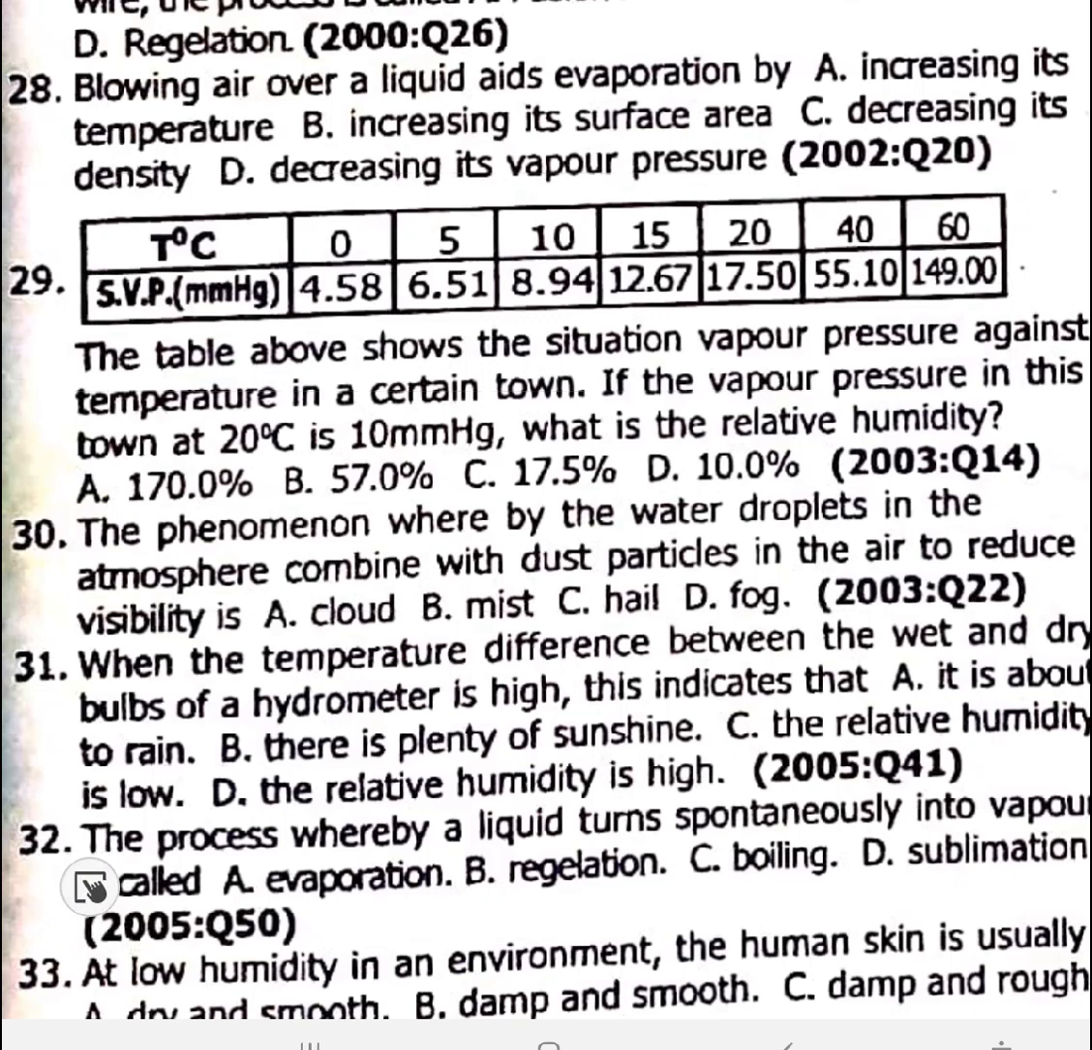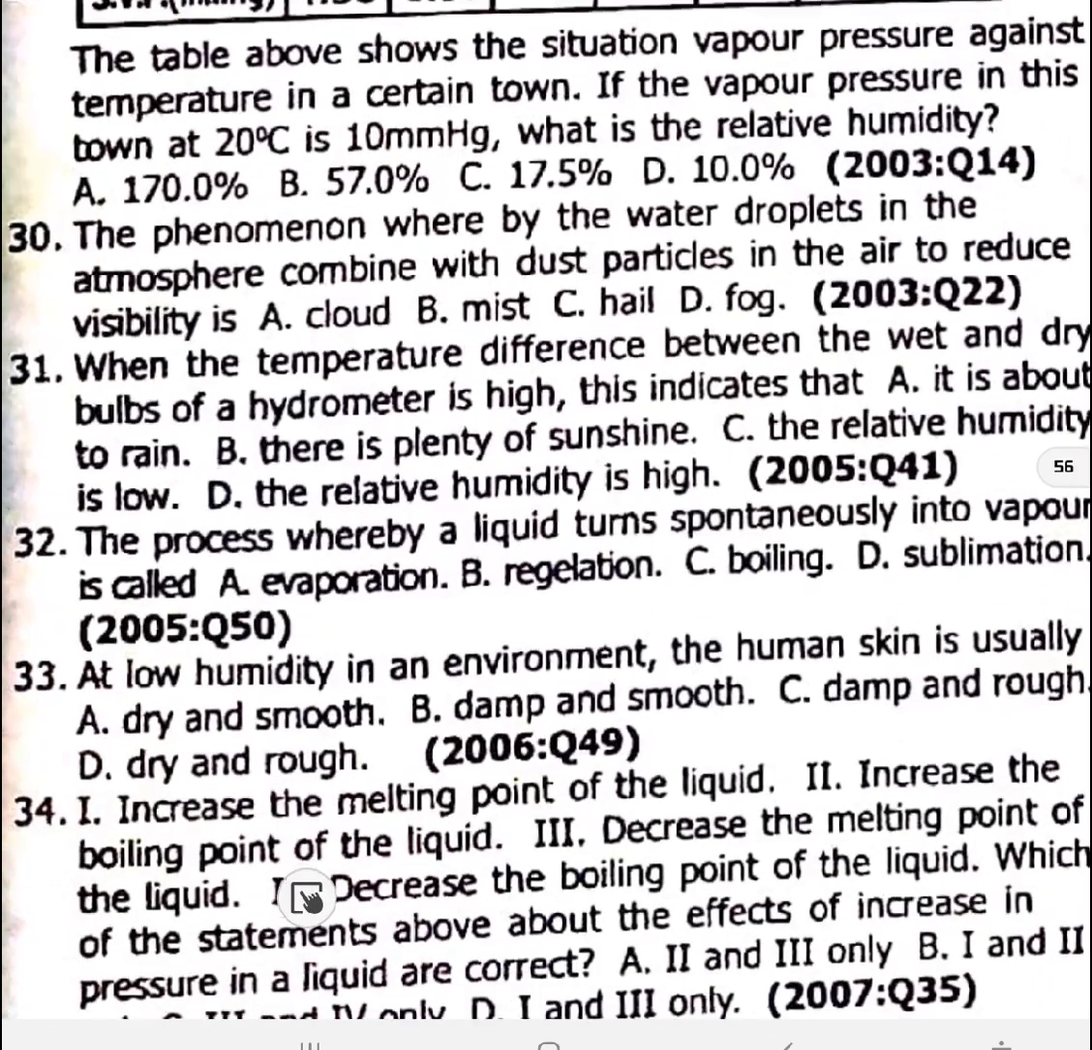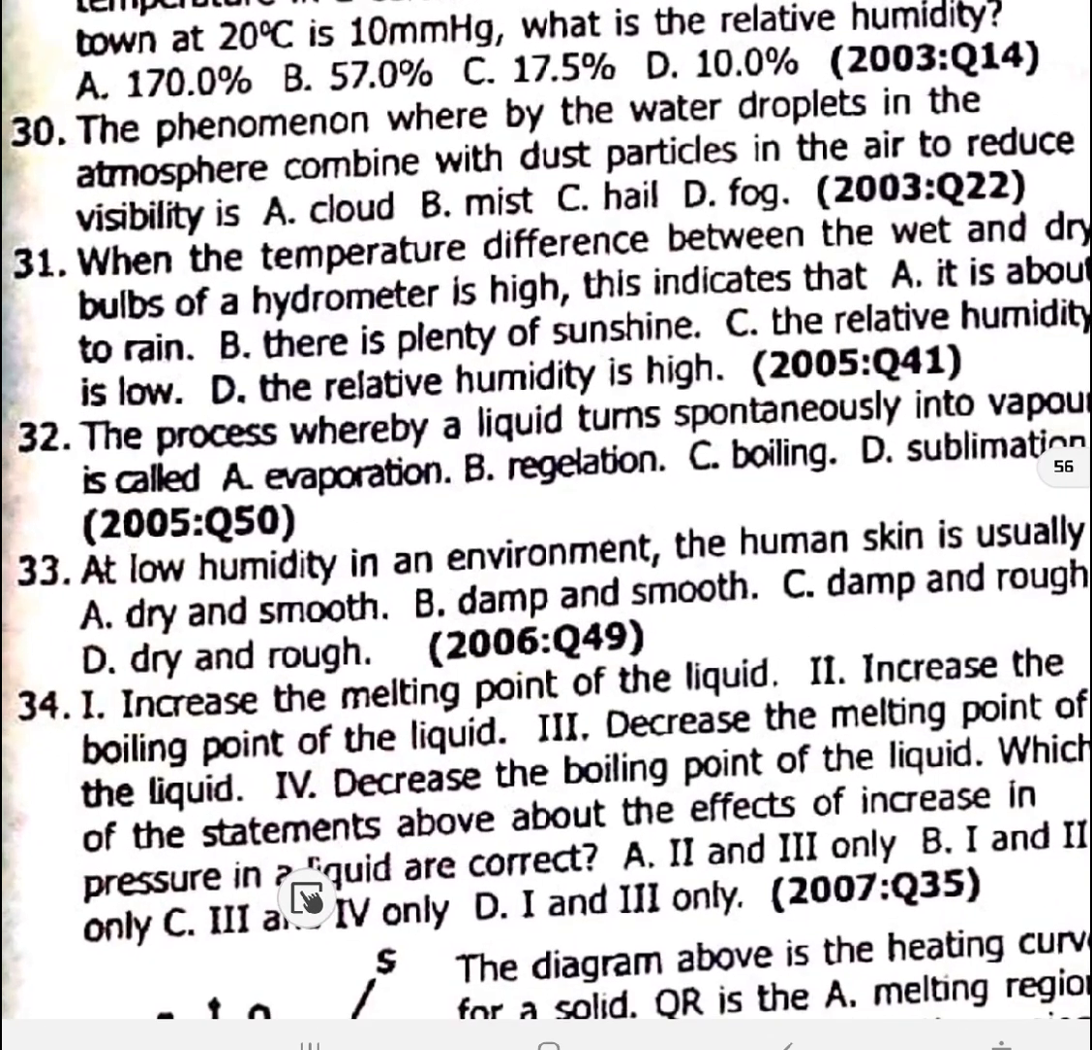Let's go. 32. The process whereby a liquid turns simultaneously into vapor is called, let me see the options, evaporation. 33. At a lower humidity in an environment, the human skin will usually be rough and dry. Lower humidity, rough and dry.